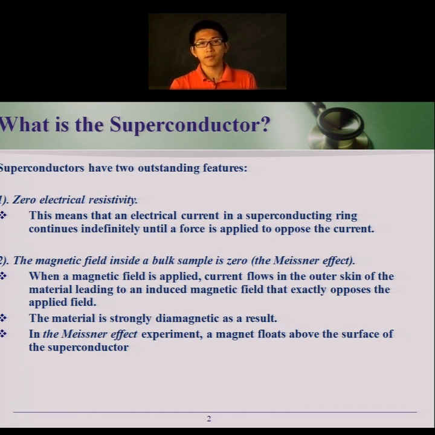When a magnetic field is applied, current flows in the outer skin of the material, leading to an induced magnetic field that exactly opposes the applied field. So the material is strongly magnetic as a result. And in the Meissner effect experiment, a magnet floats above the surface of the superconductor.